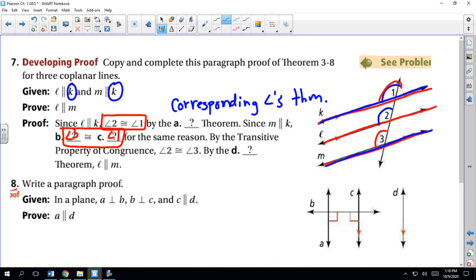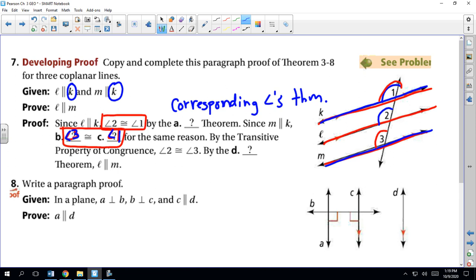1 is equal to 2. 1 is also equal to 3 right here. This is angle 3, angle 1. Those are each congruent. And so 2 is congruent to 3. By the blank theorem, L is parallel to M.